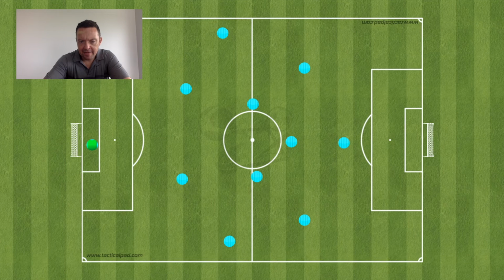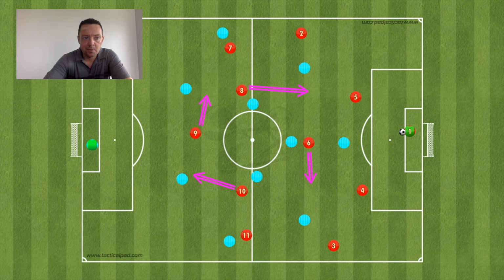The third and final one is a rotation higher up the pitch. So now, again, same starting spot, but instead of rotating the position of the number 6, we're actually going to almost create a box in the midfield by moving the 6 across, pushing the 10 forward, pushing the 8 down, and then involving the 9 as well. So you almost create that box with 6, 8, 9, 10.